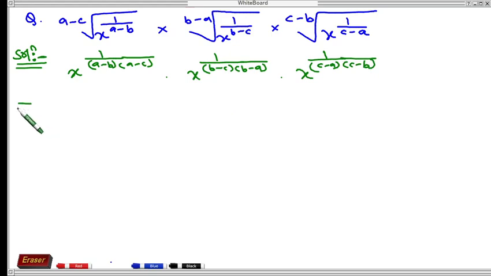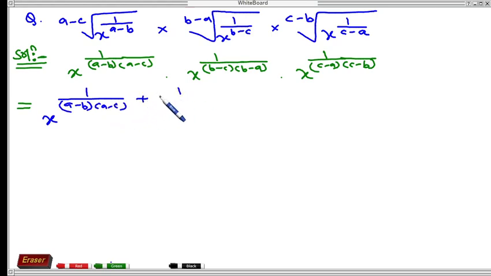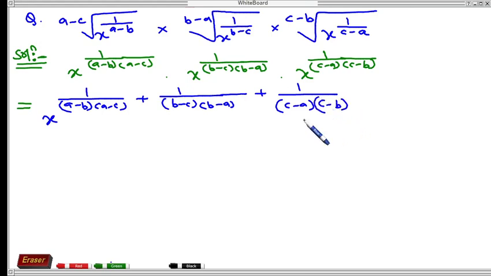Then all are the power of x in product form, that's why we can add them. 1 over (a minus b)(a minus c) plus 1 over (b minus c)(b minus a) plus 1 over (c minus a)(c minus b). After that, dear students, we have to think upper part only, we have to simplify.